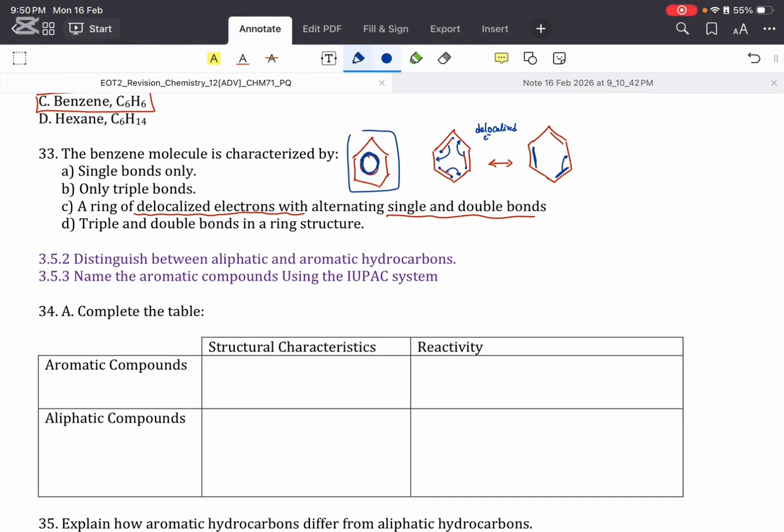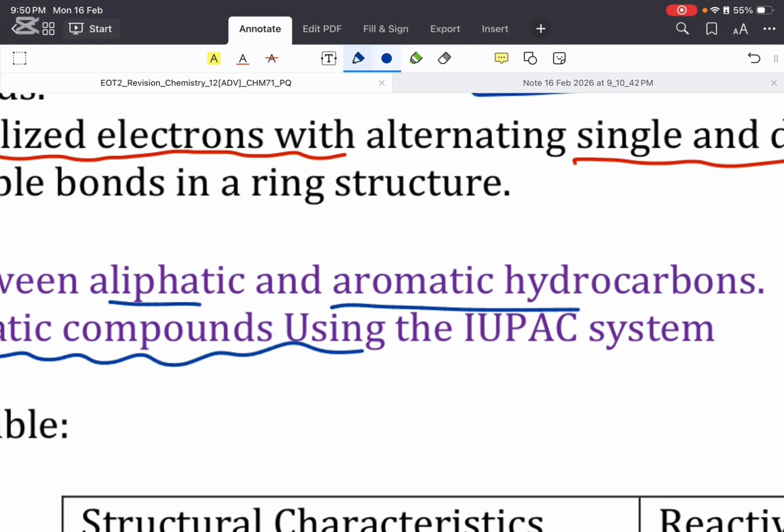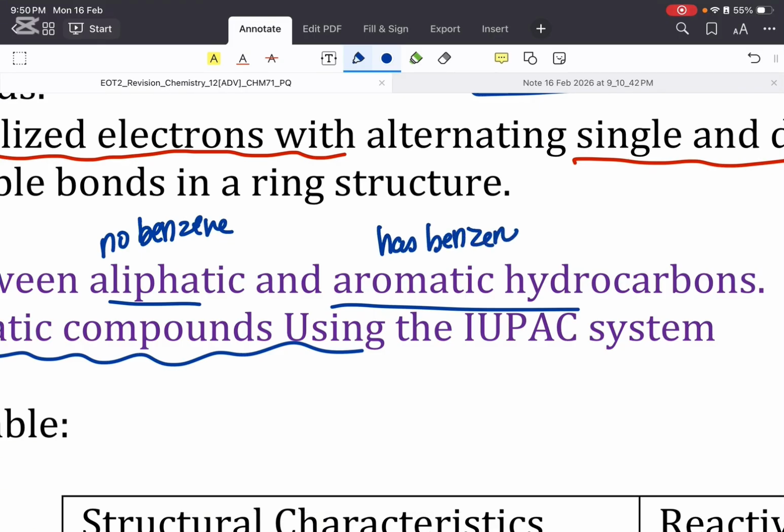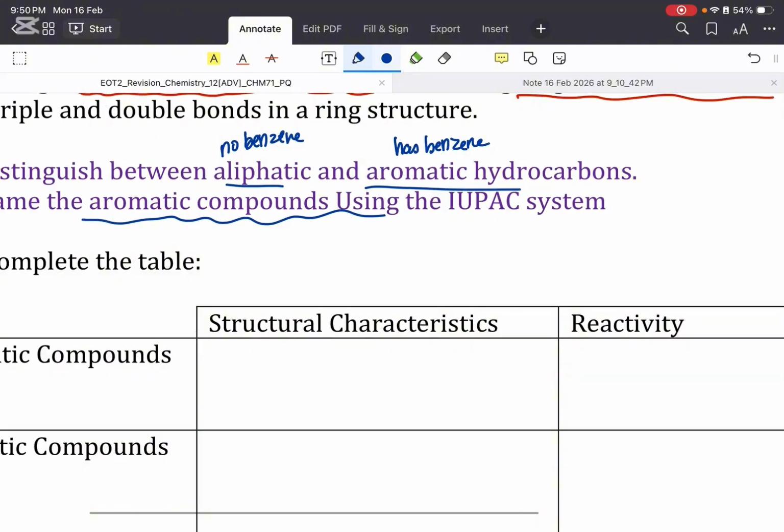Now, how do I distinguish between aliphatic and aromatic hydrocarbons? And how do I name the aromatic? So, aliphatic means it has no benzene ring in it. Aromatic means I can see a structure of benzene.